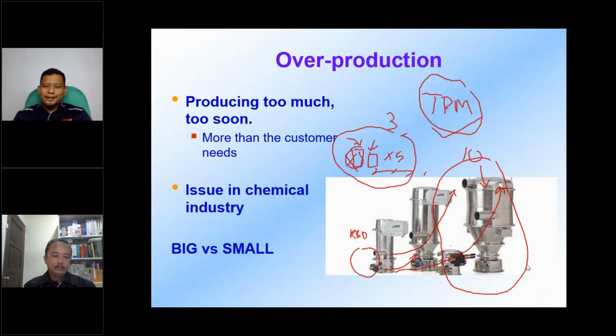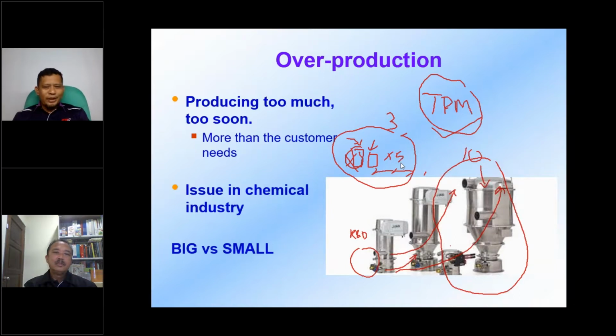Instead of having this big one, which produces a longer result. So this is some issue in the chemical industry. Should we go for big, go for small? If you ask me, as an operational management, industrial engineer, I prefer it to be small first. If it is already known, reliable, and has no problems, then we can consider the big reaction tank or mixing tank and so on. So that's one example or one issue.